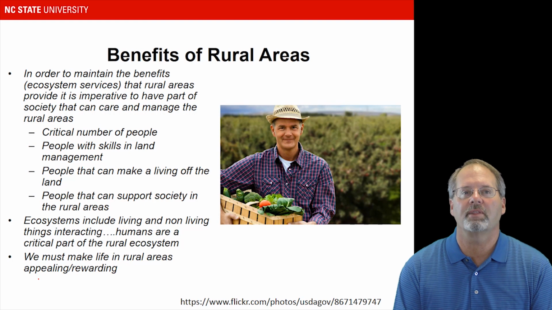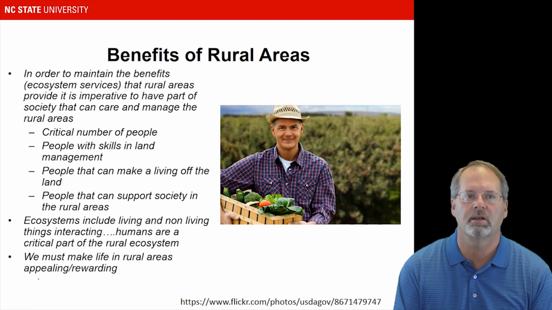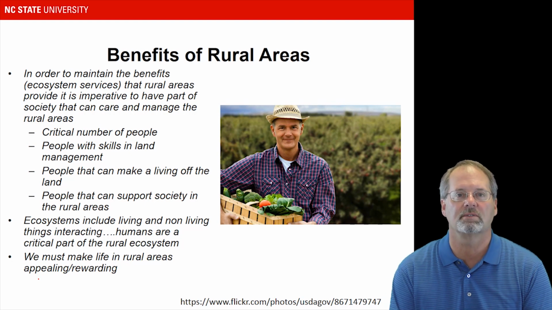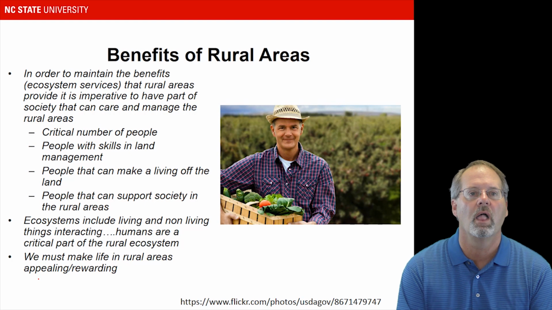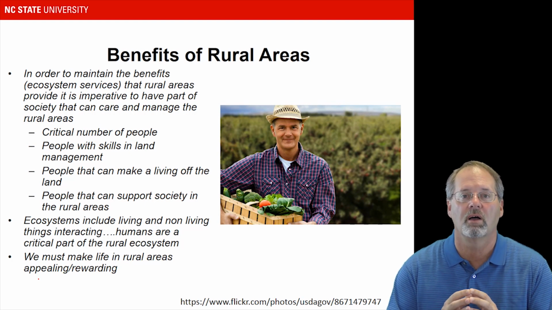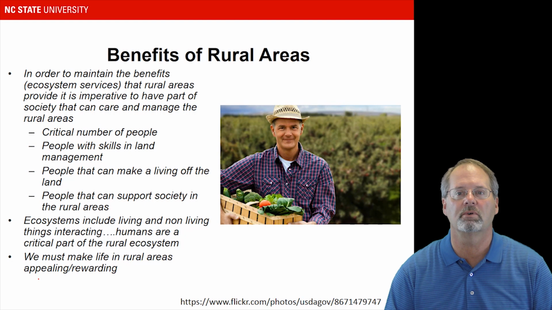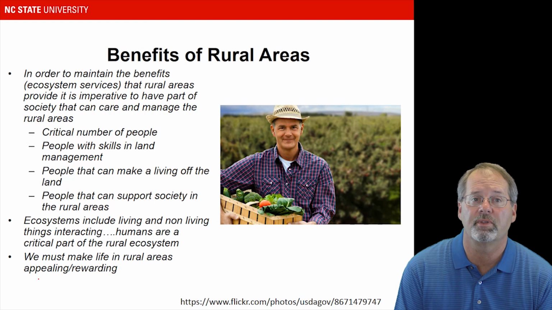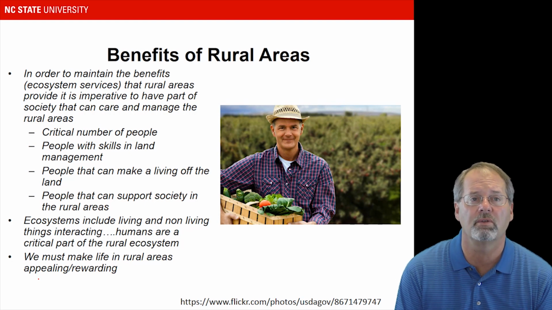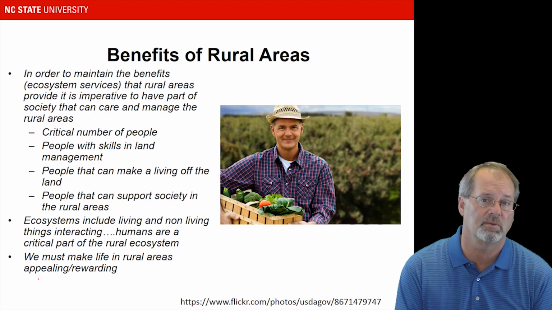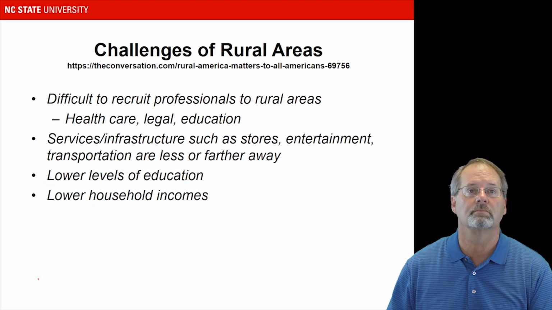So basically, we think about that rural area as an ecosystem. It includes the living people and then plants and animals, and also the non-living things like soils and water and air. And basically, that rural ecosystem is critical, and humans are a very important part of maintaining and keeping a nice, sustainable rural area. Okay? So the bottom line is if we want people there to help keep that rural area health good, we have to make life in rural areas appealing and rewarding to some people.